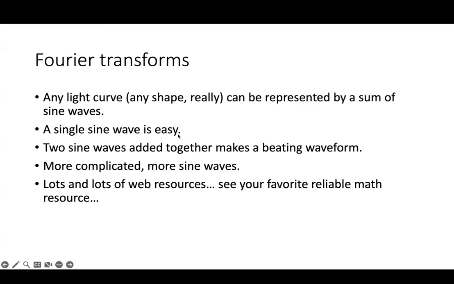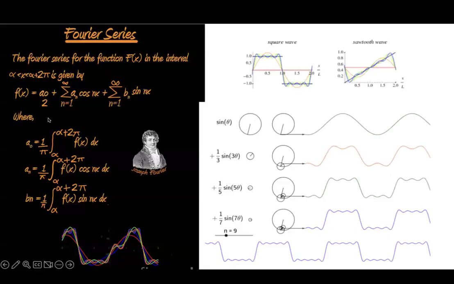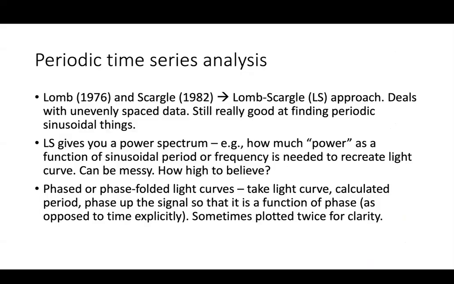A single sine wave is easy. Two sine waves added together is a beating waveform, more complicated, and more sine waves make it more complicated still. There are lots of web resources like Khan Academy, but here are the high points. This is the math, some of the theory behind it. But here's basically the idea: a single sine wave you can make easily. Add something in, and you get a more complicated shape, right? So you can make a square wave or a sawtooth wave by adding together sums of sine waves.